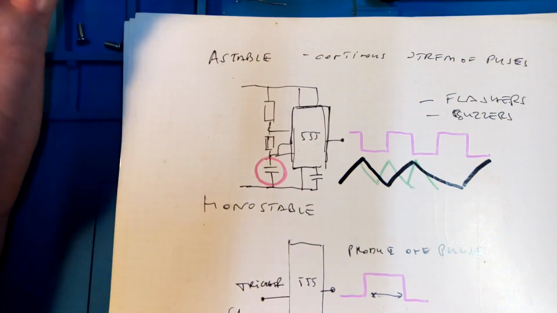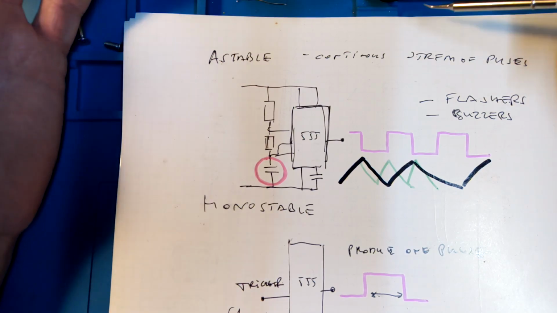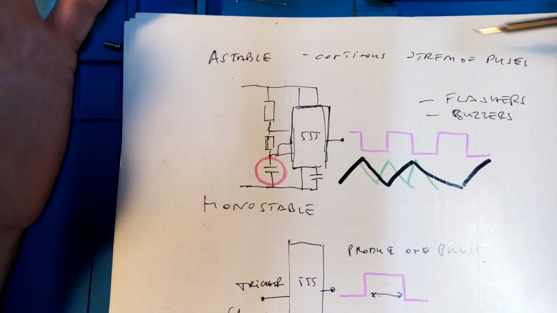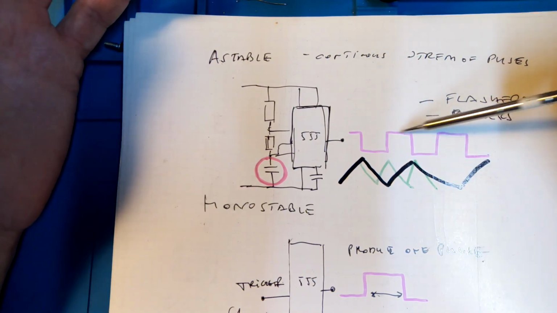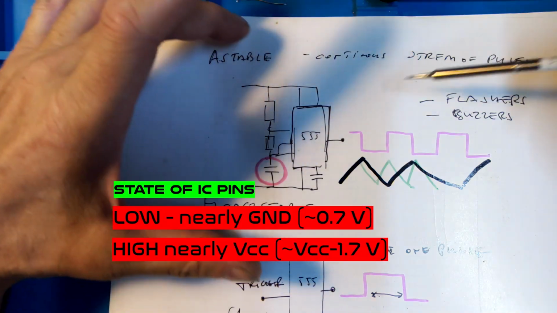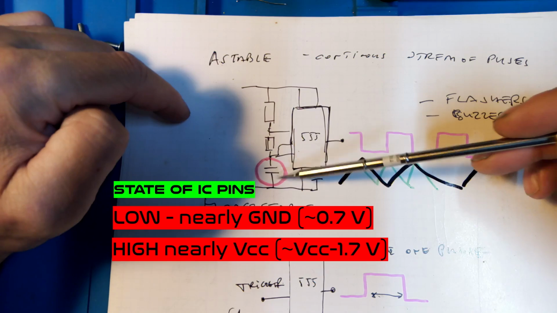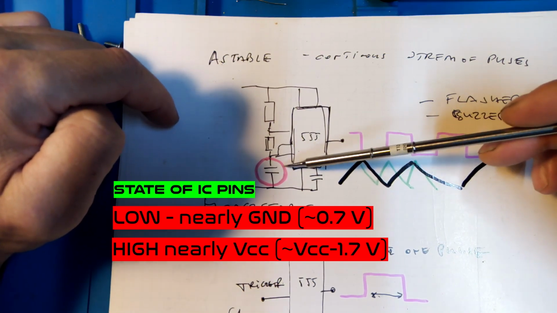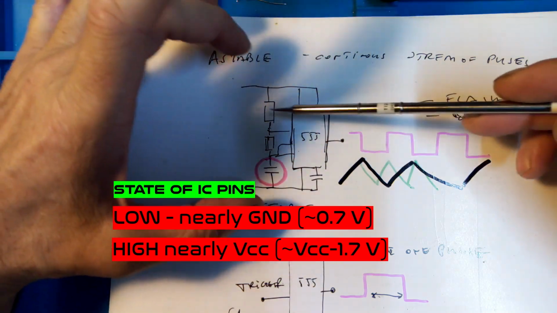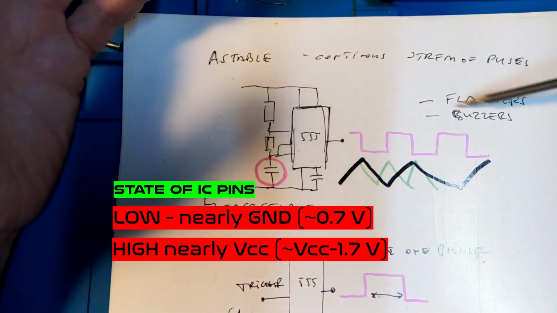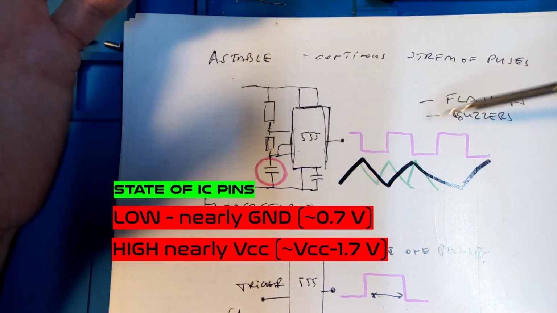Generally, there are two basic ways we use the 555: astable or monostable. Astable is like an oscillator; it produces a continuous stream of pulses. Everything is set by these two resistors plus this capacitor. The discharge transistor is for this capacitor, and the frequency is set by that. This is used for flashing an LED, a buzzer, something like that; everything depends on the frequency.